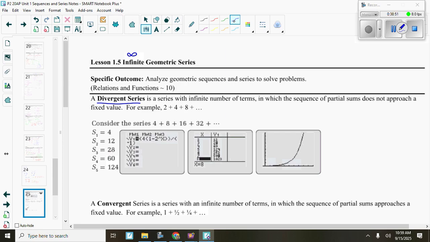However, maybe you noticed that when the common ratio was a fraction, like a half or a third, like our ball bouncing, eventually the bounces of the ball get smaller and smaller and smaller until they're practically 0.